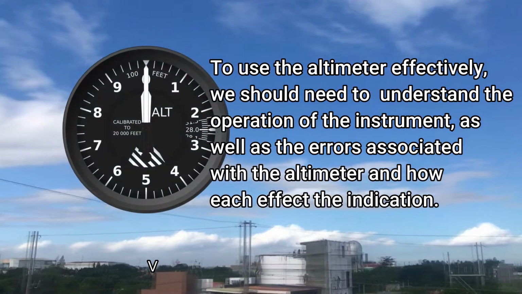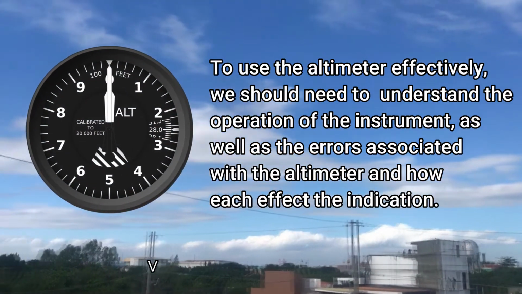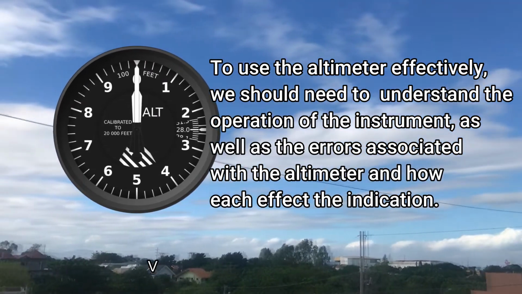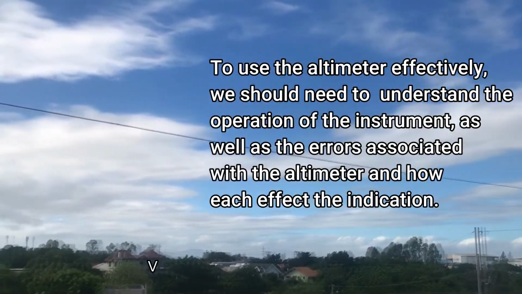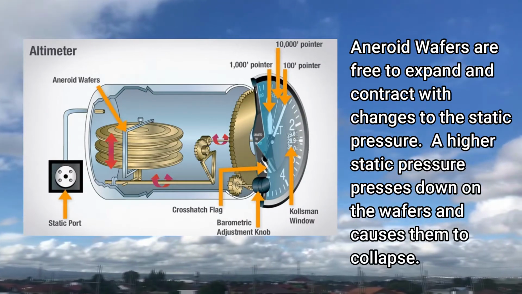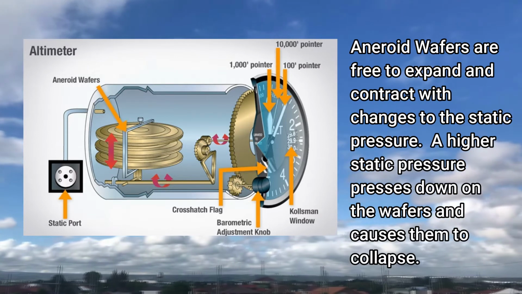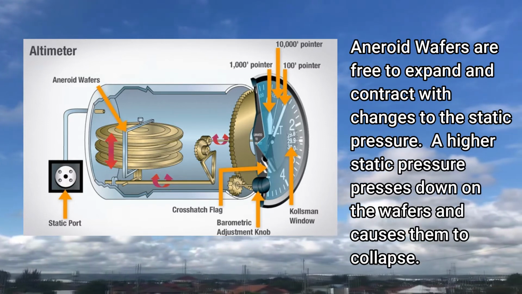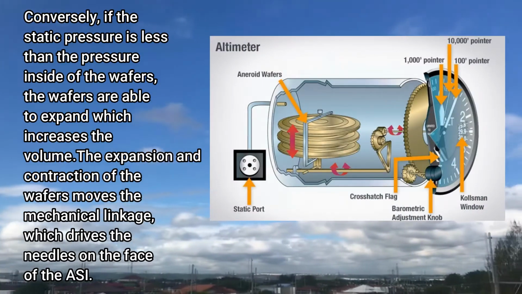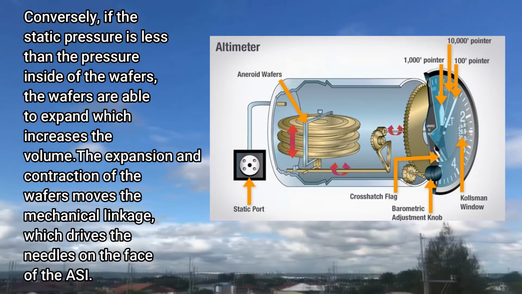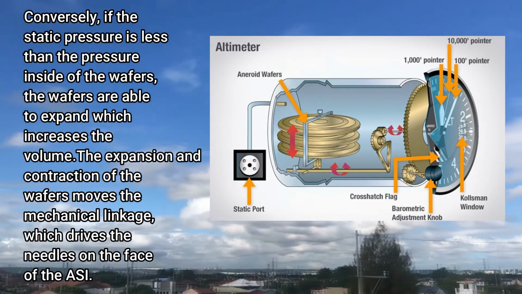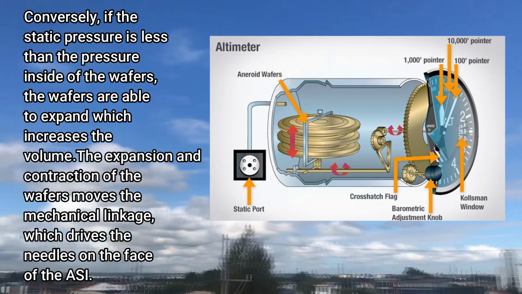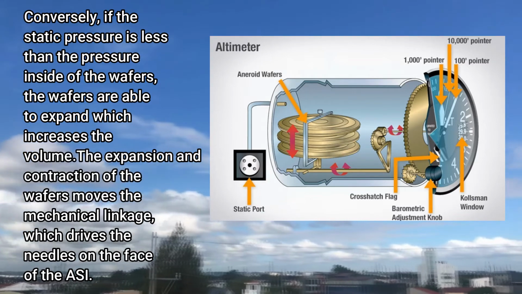To use the altimeter effectively, we need to understand the operation of the instrument, as well as the errors associated with the altimeter and how each affects the indication. Aneroid wafers are free to expand and contract with changes to the static pressure. A higher static pressure presses down on the wafers and causes them to collapse. Conversely, if the static pressure is less, the wafers are able to expand, which increases the volume. The expansion and contraction of the wafers moves the mechanical linkage, which drives the needles on the face of the instrument.